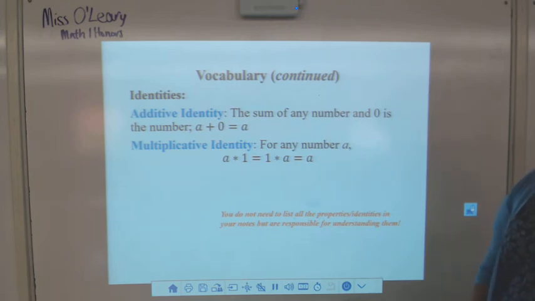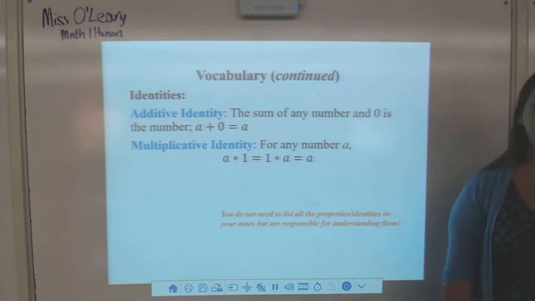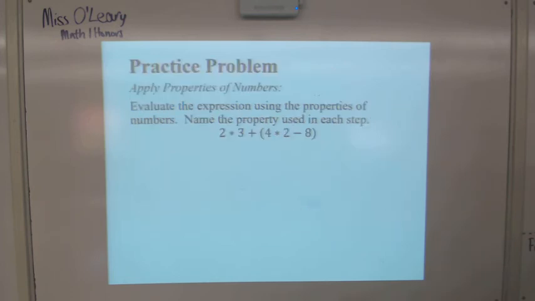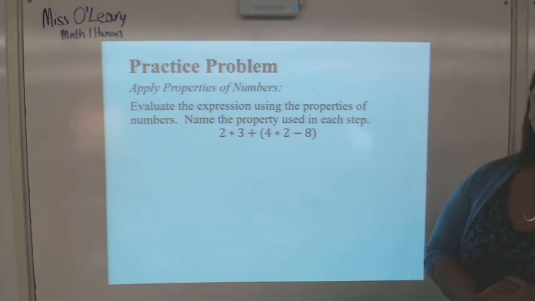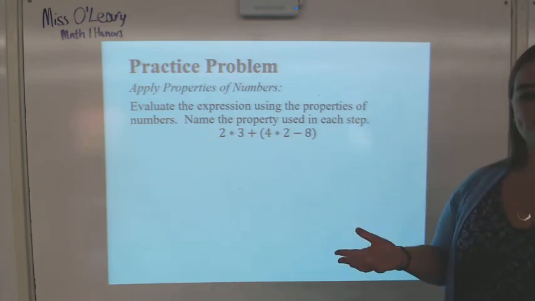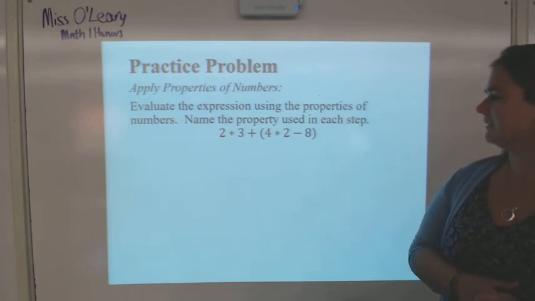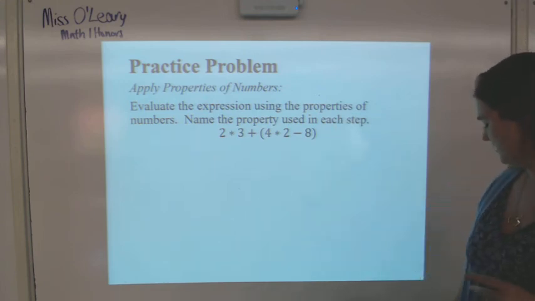So, lots of identities and properties to understand, but you do not need to write all of those in your notes. We are going to move on to some practice problems now. And the first thing is I want to apply these properties of numbers. Now, your homework will not ask you to apply properties. I skipped that section because I don't think it's super essential to practice as a skill, but we're going to look at this just like we did with our order of operations.